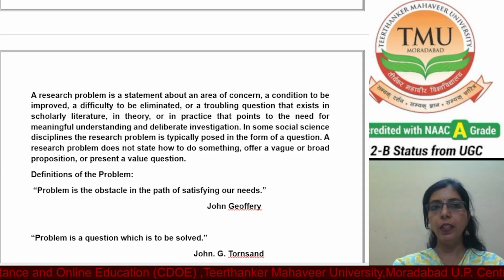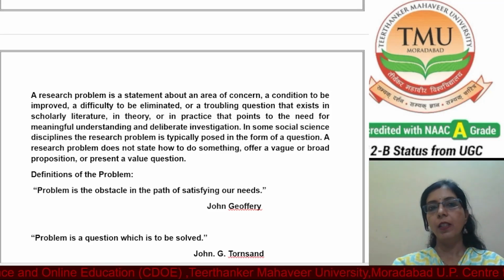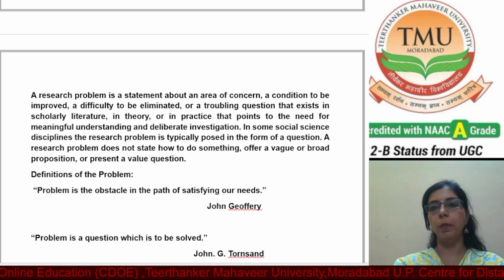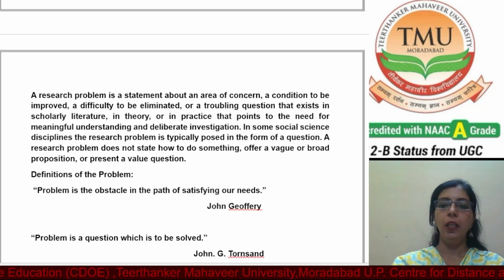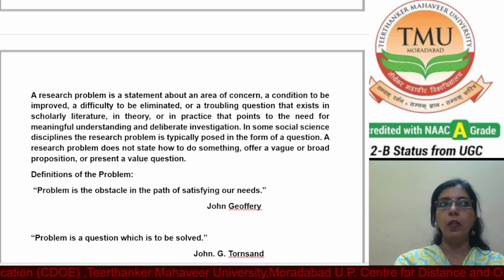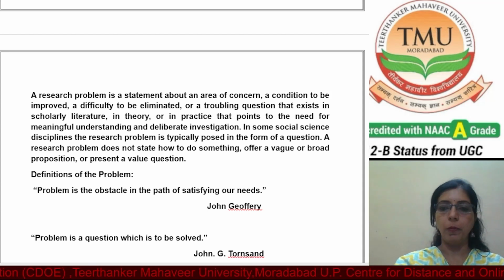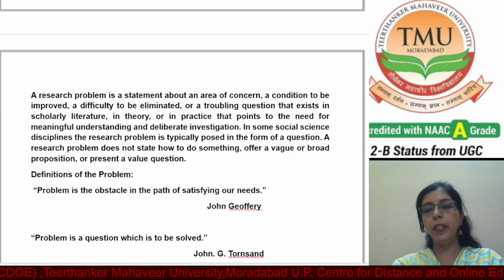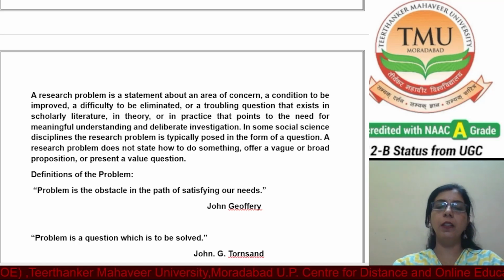In today's session, we will discuss formulation of research problem and identification of research problem. But before starting this session, we need to be clear about how to define a research problem. What is a research problem? So it is important to define the term research problem.